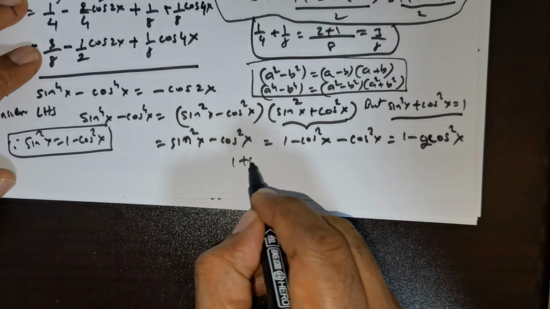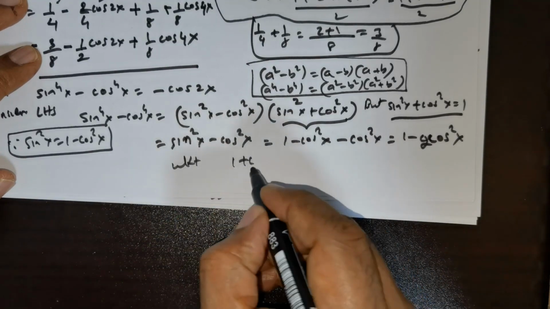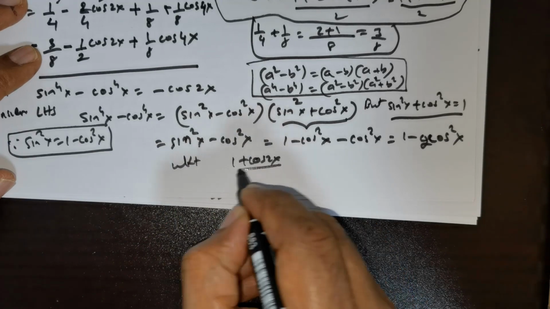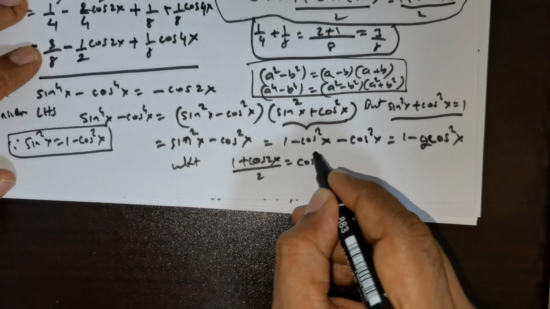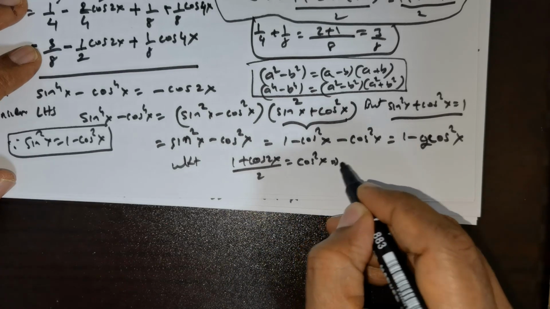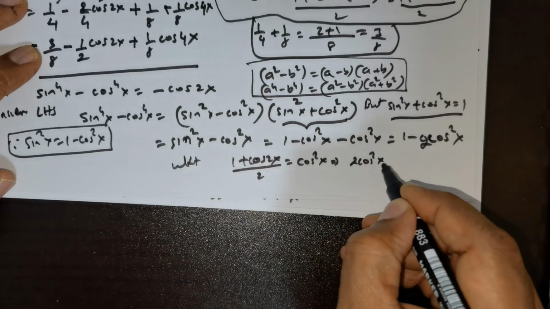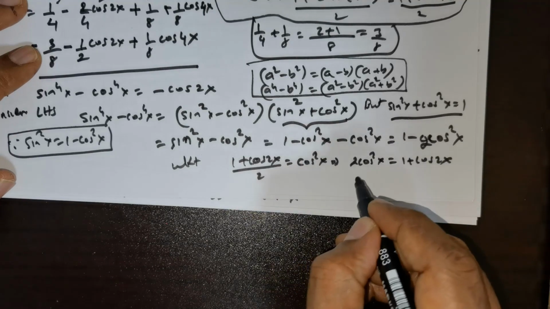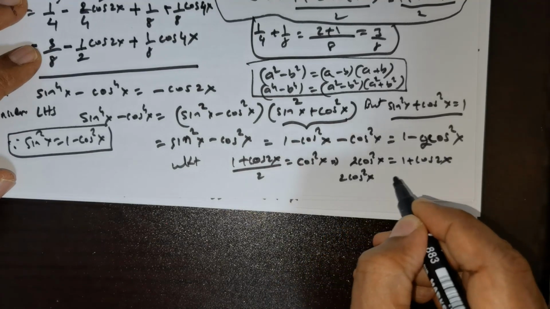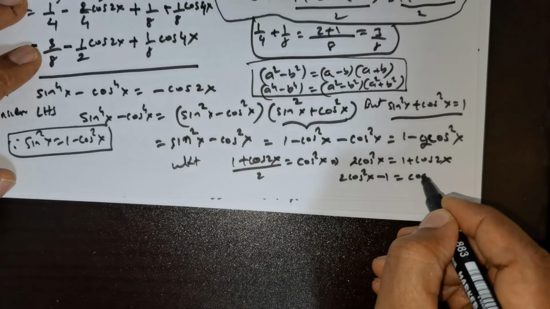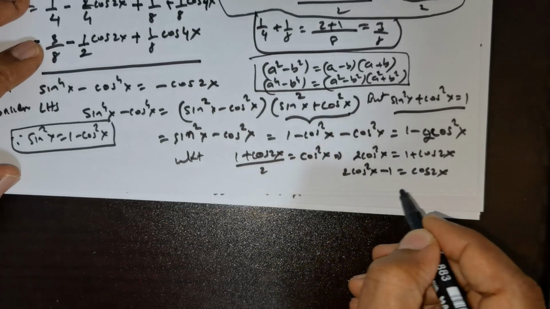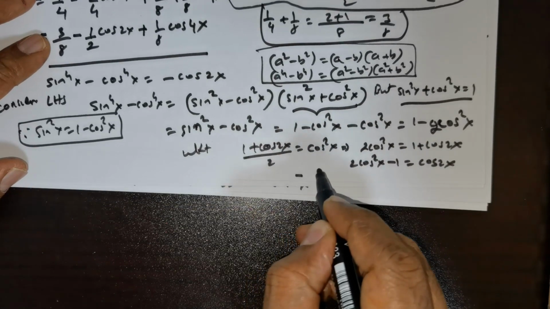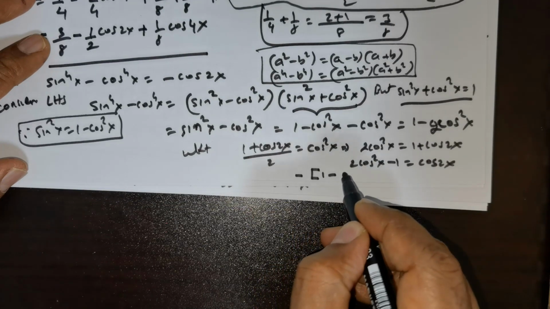Now, as a side note, we know that 1 plus cos 2x divided by 2 is equal to cos squared x. So this in turn means 2 times cos squared x is equal to 1 plus cos 2x, which in turn means 2 times cos squared x minus 1 is equal to cos 2x, which in turn means I take a negative sign out.